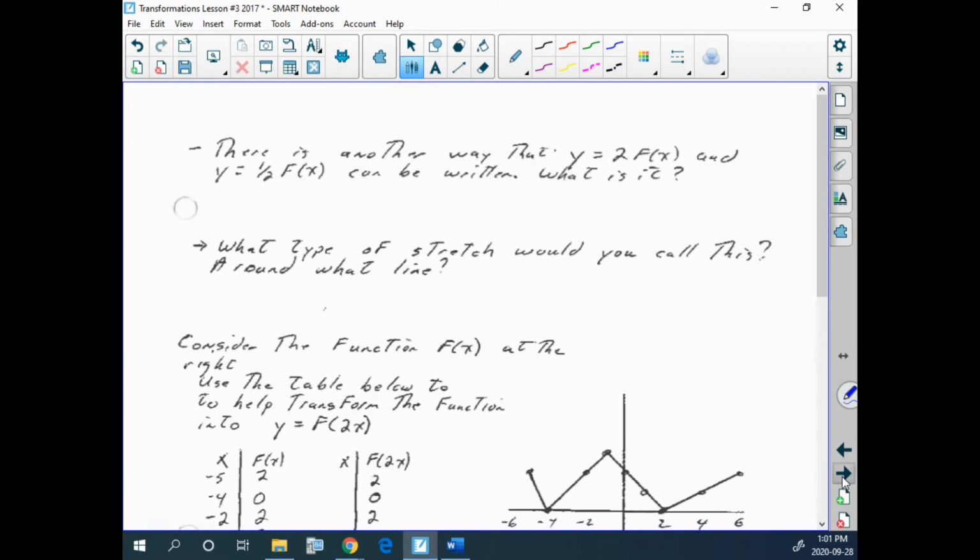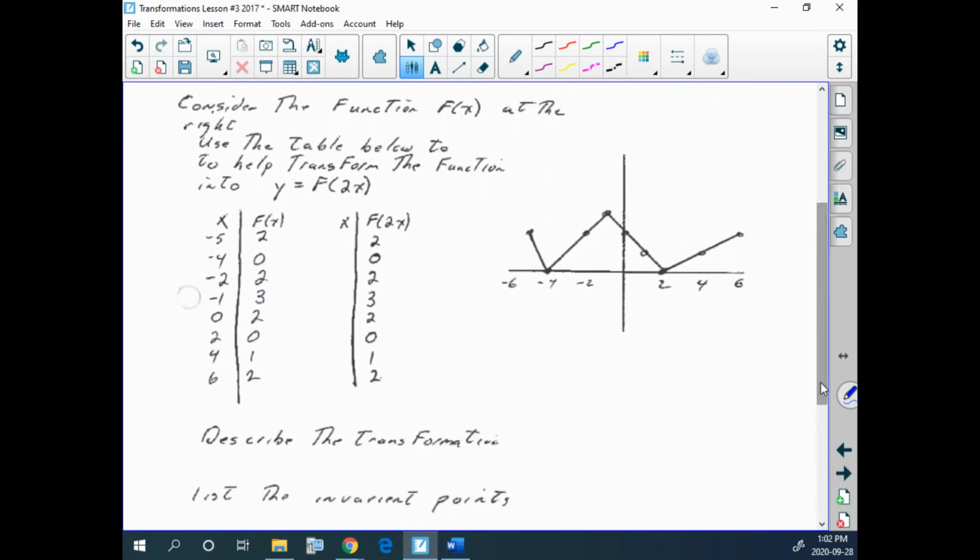Okay, so the other way that we can write these two is we can write this function, (1/2)y = f(x). And this function can be written as 2y = f(x). Notice the stretches look different. We can't get the stretch directly from these without either taking the reciprocal or moving it to the other side, so it looks like this function here. We already talked about what type and around what line. This is a little different.